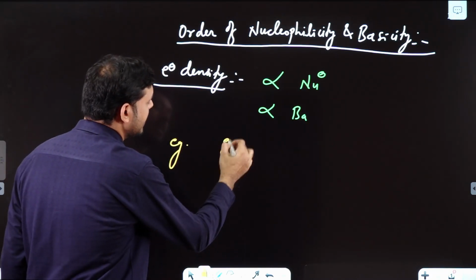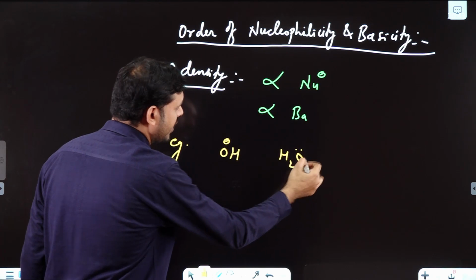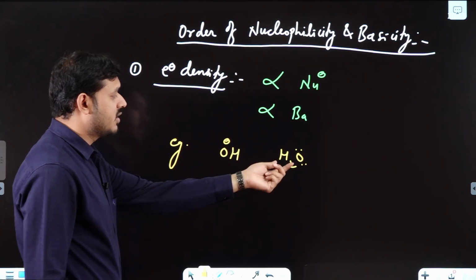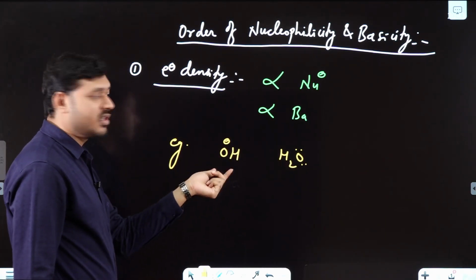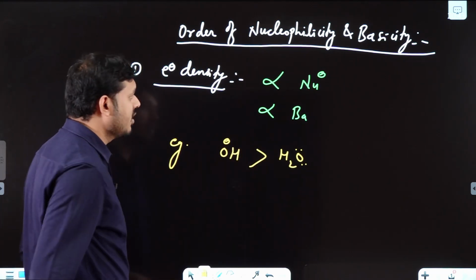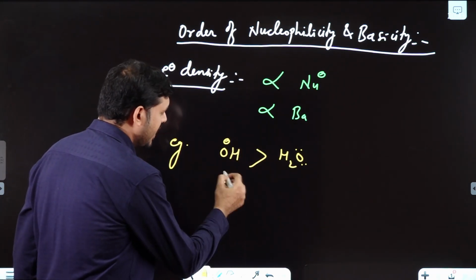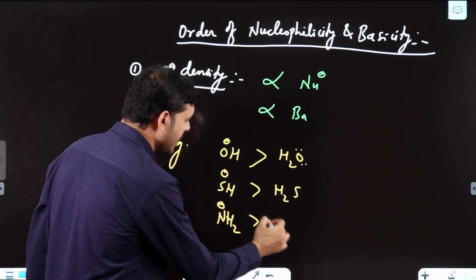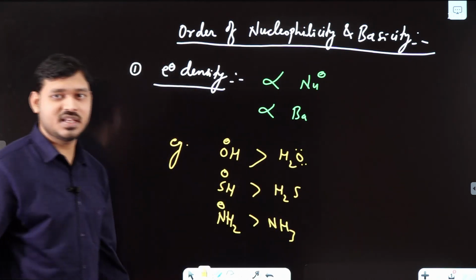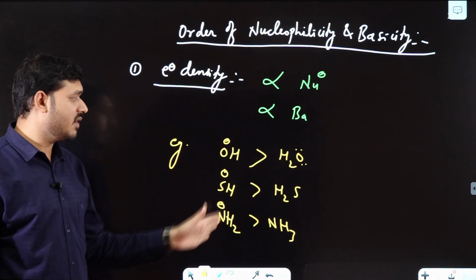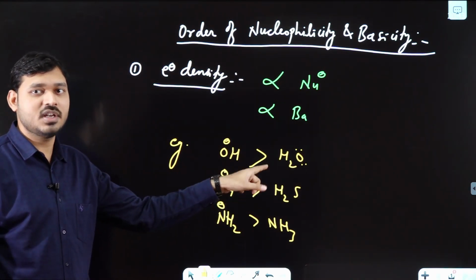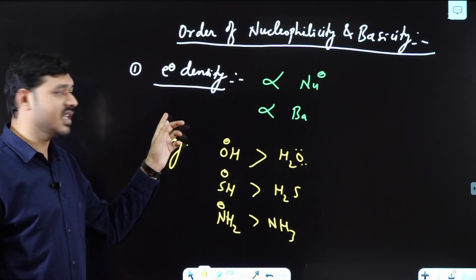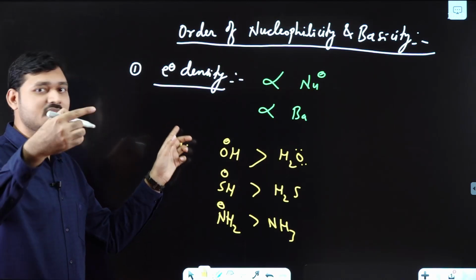If I say OH minus and water, as you know, water is neutral and OH minus is its conjugate base. So you can see OH minus will be the stronger nucleophile or base. Similarly, SH minus is higher than H2S, NH2 minus is higher than NH3. Okay, so with these three basic examples you can understand that the negatively charged species, with respect to the same species in neutral form, will be more nucleophilic or basic. Clear? So if electron density is higher, then nucleophilicity or basicity will be higher.